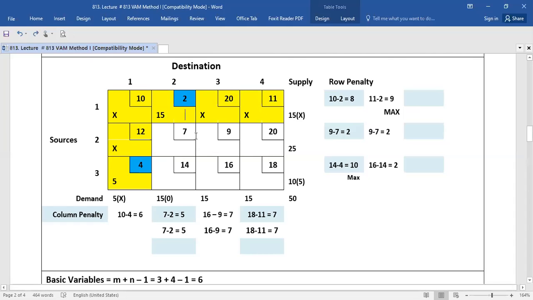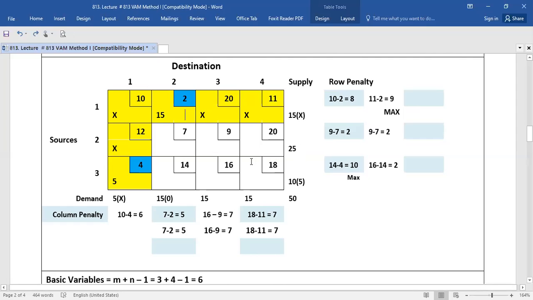Now your remaining table is this. Here we have 2 rows and 3 columns. This row is now completely eliminated from the table. So here you are left with zero demand, here 15, here 15. And here you have supply 25 and here the supply is 5. This is your remaining table.